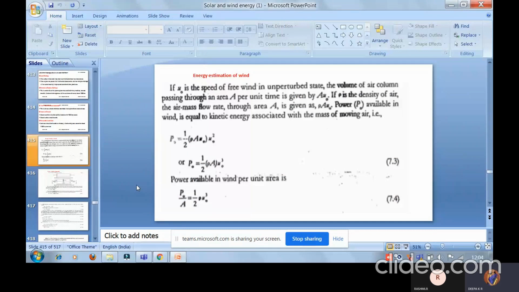Heading first, energy estimation of a wind. And this is one of the important derivations that will be asked in your exam.